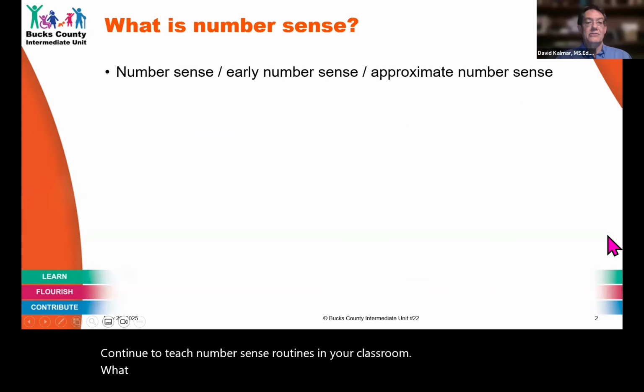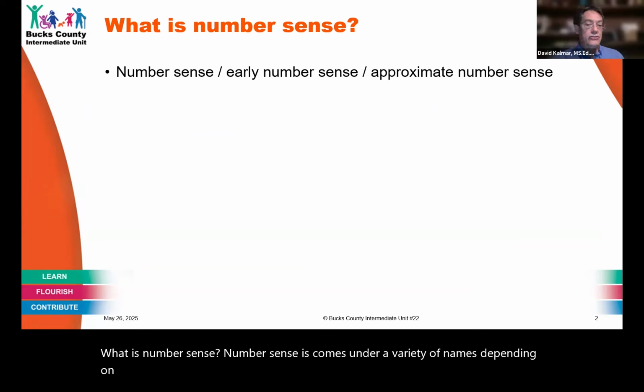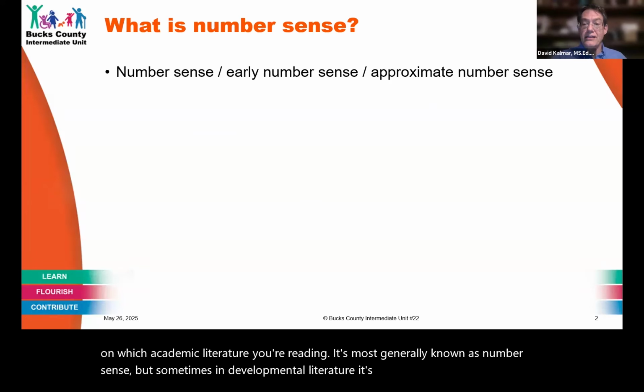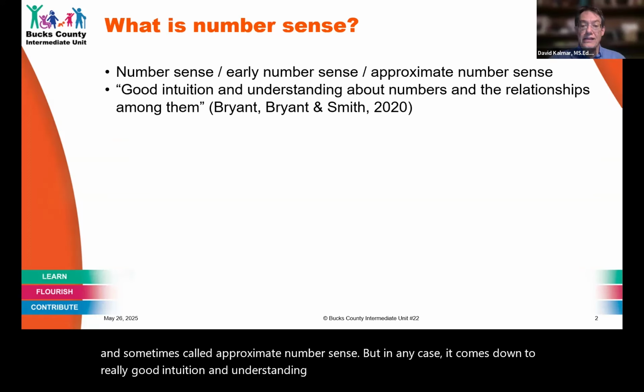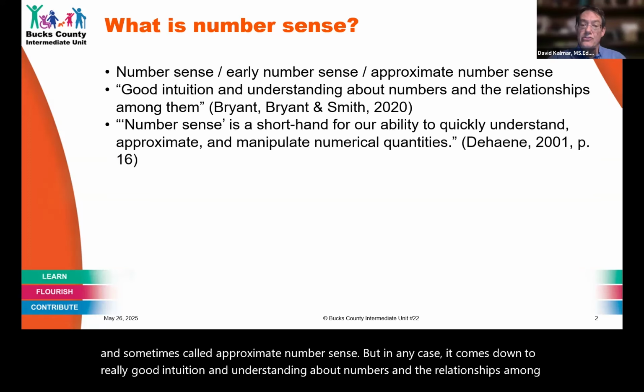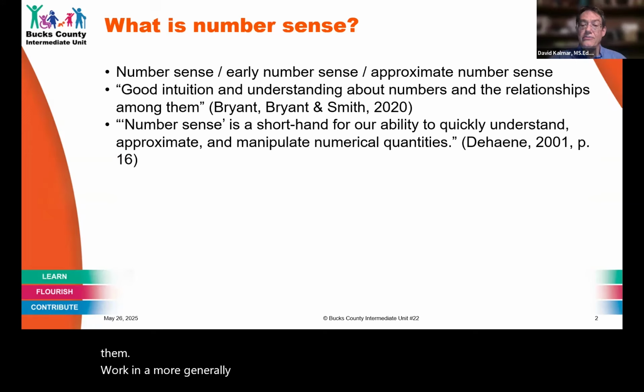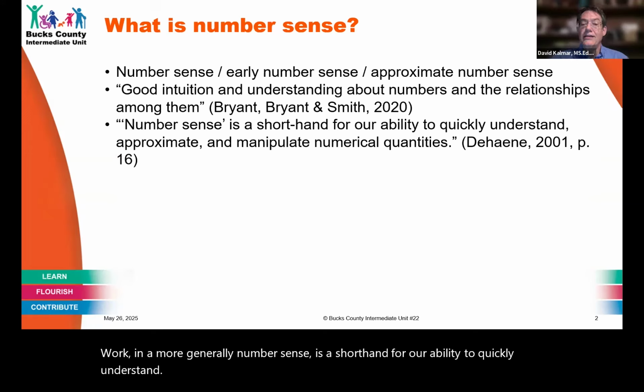What is number sense? Number sense comes under a variety of names depending on which academic literature you're reading. It's most generally known as number sense, but sometimes in developmental literature it's considered early number sense and sometimes called approximate number sense. But in any case, it comes down to really good intuition and understanding about numbers and the relationships among them, or more generally, number sense is a shorthand for our ability to quickly understand, approximate, and manipulate numerical quantities. Notice this is not about calculation. This is about having an understanding.